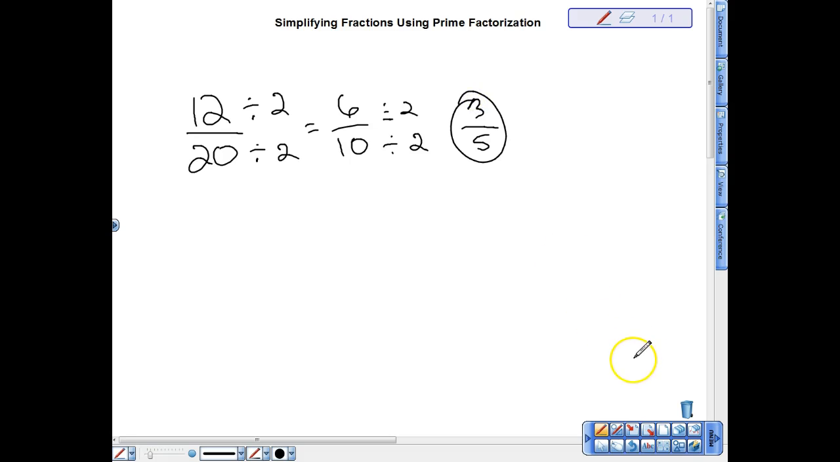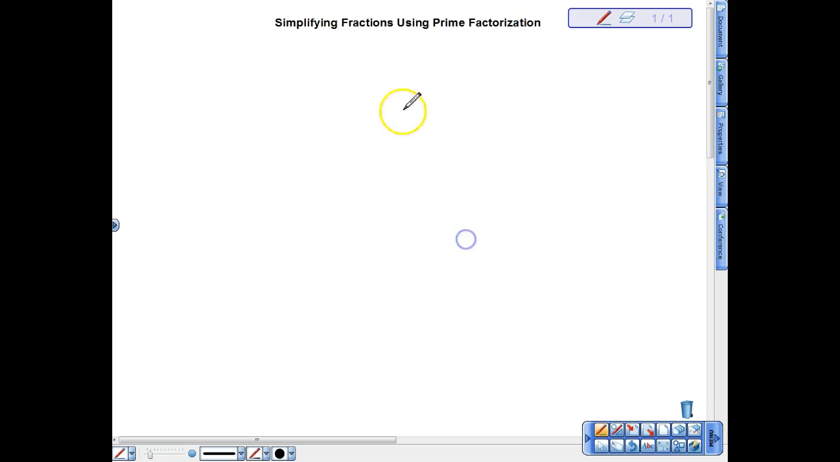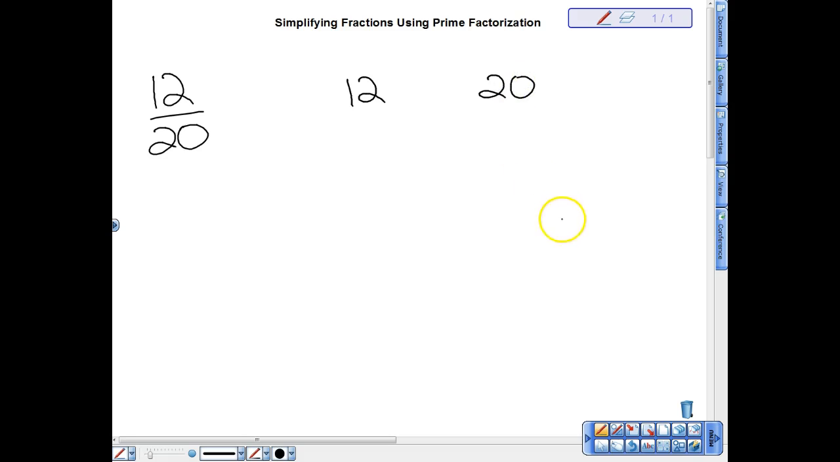But sometimes you get bigger numbers, and you'd be dividing forever. So what we can do instead is use prime factorization. Let's go back to the fraction 12/20ths. I have a numerator of 12 and a denominator of 20. If I think back to yesterday's lesson where we talked about prime factorization, I can figure out the prime factorization of 20 and 12 and get my greatest common factor.